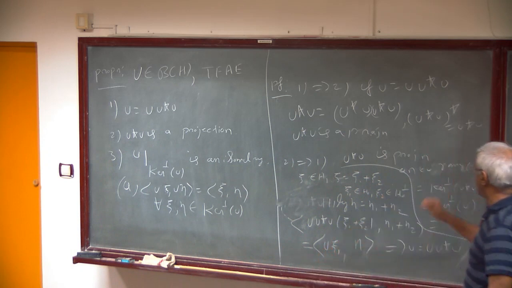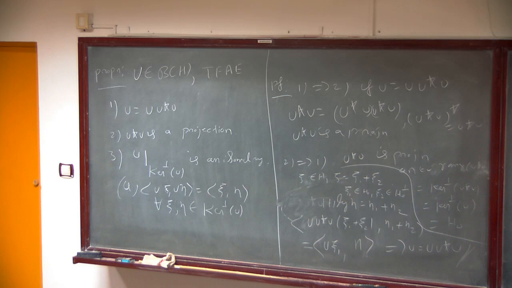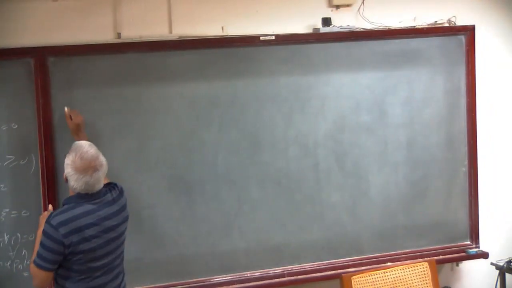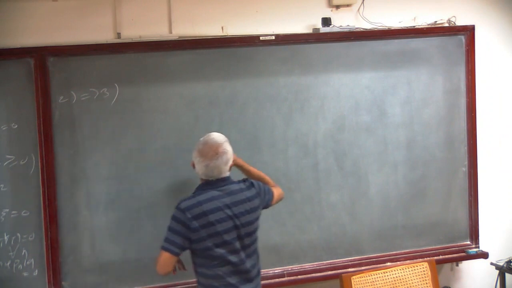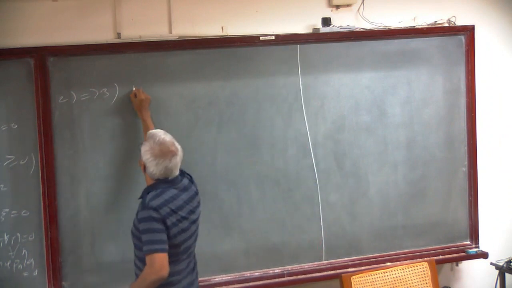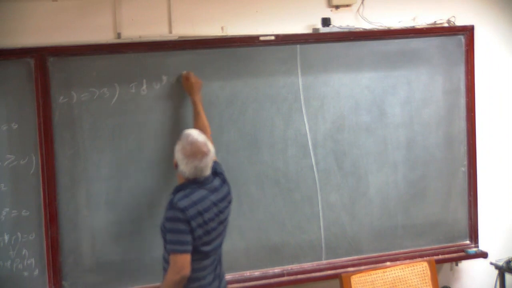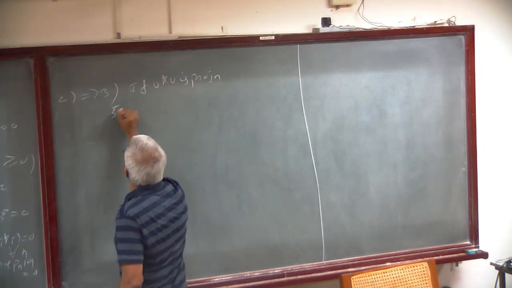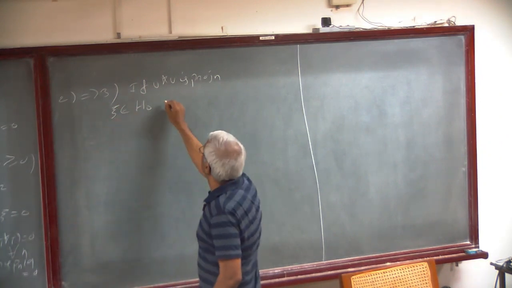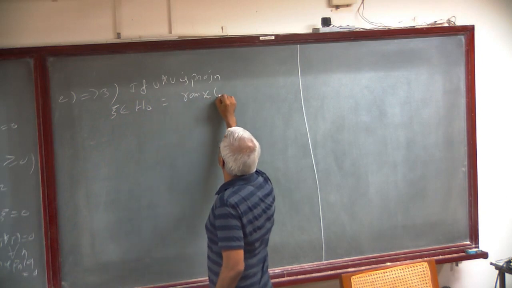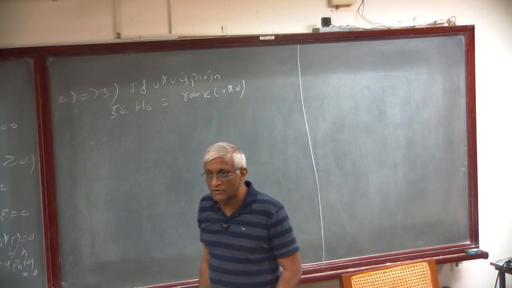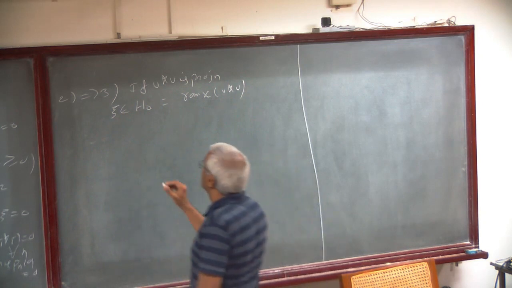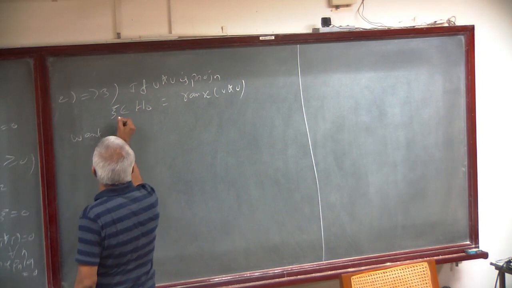So 2 implies 1 is clear. Now we will quickly do 2 implies 3 and 3 implies 2. If U star U is a projection, then we want to prove again, let xi be in that H0. H0 is equal to the range of U star U, and we want to prove that U is an isometry on this, so it preserves the inner product on this.